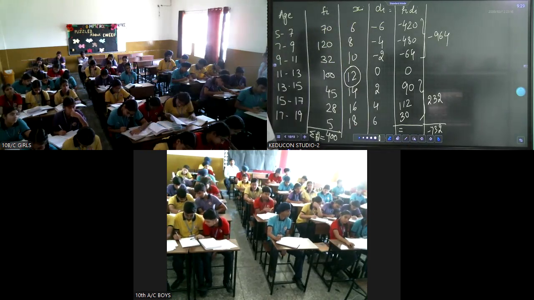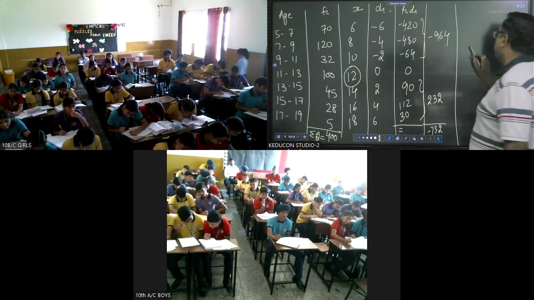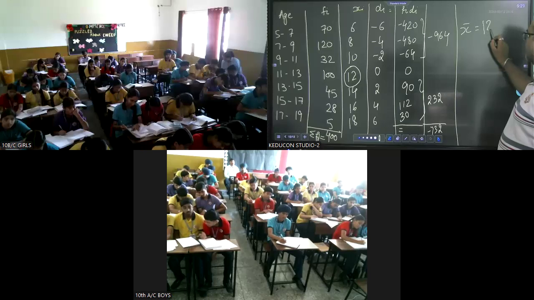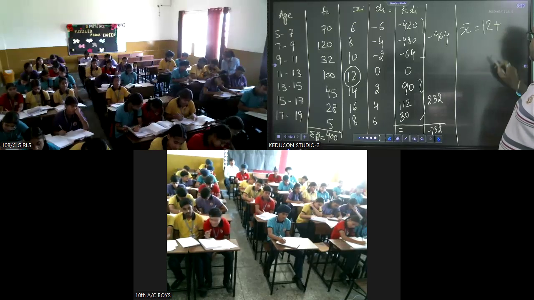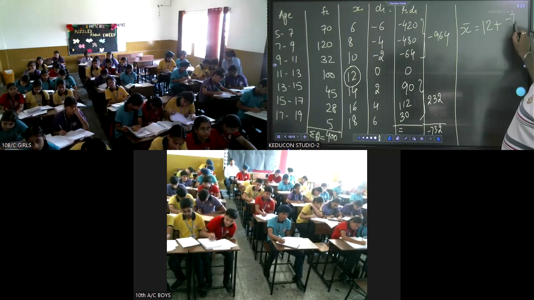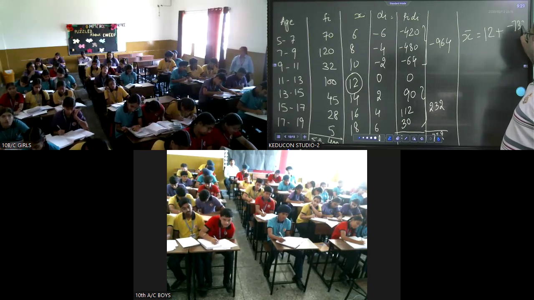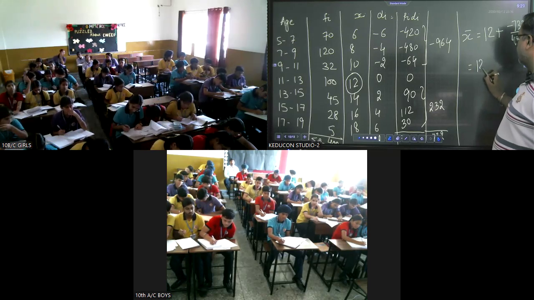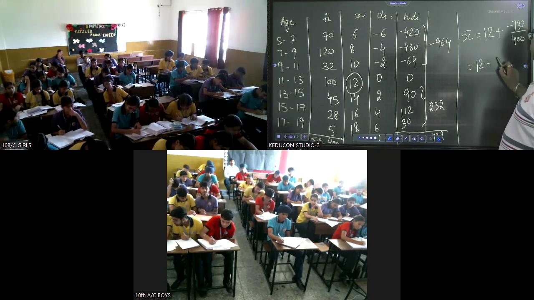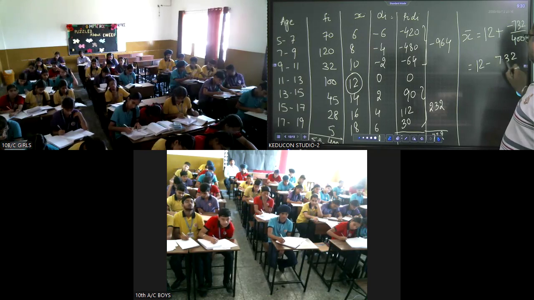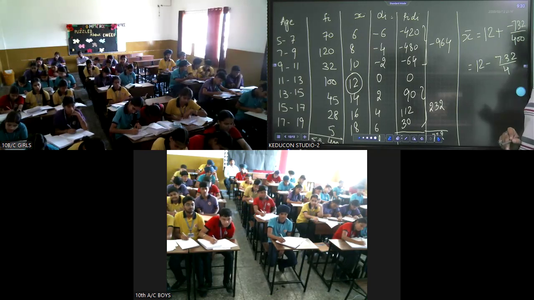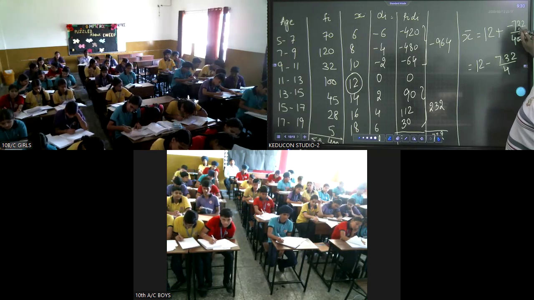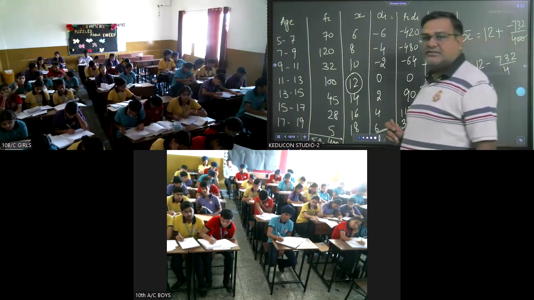Right, students? So then is your mean. That will be A plus summation fi di upon summation fi. What is A? 12 plus minus 732 divided by 400. Solve this. This becomes 12 minus 732 can be written as 7.32 by 4. Yes or no? Have you understood? Cutting two zeros, here we put the decimal, students. Is it clear?